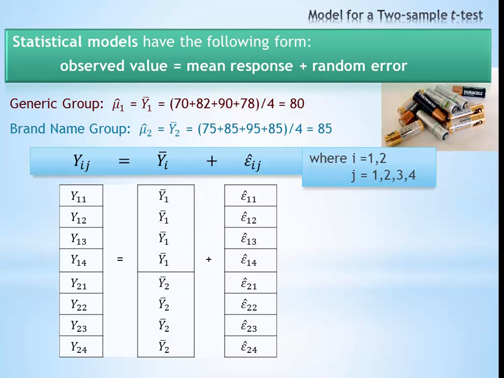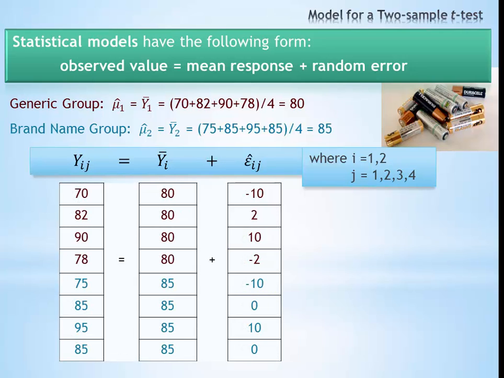We write that model as our observed value, just the data we observe in our study, is equal to some mean response. Here, the mean represents either the mean of the generic group or the mean of the brand name group, plus some error term. Plugging in our actual observed data, we can see exactly where each number comes from in each one of these 8 equations, where we have 2 groups. I represents the 2 groups, and J represents 4 observations in each group.